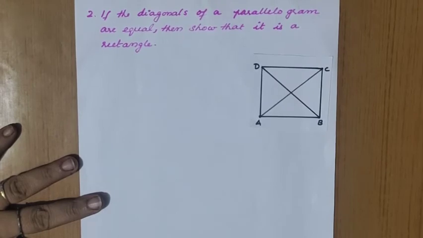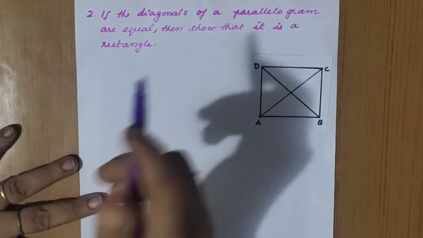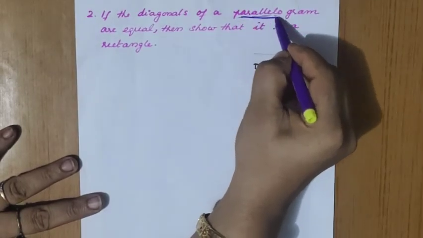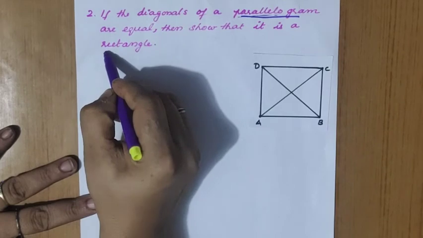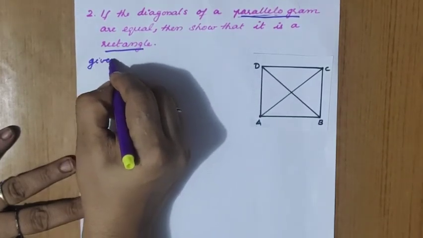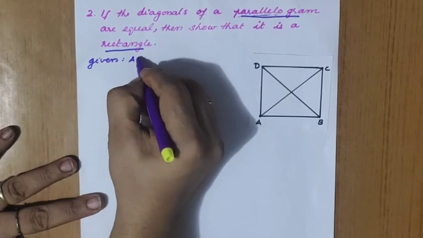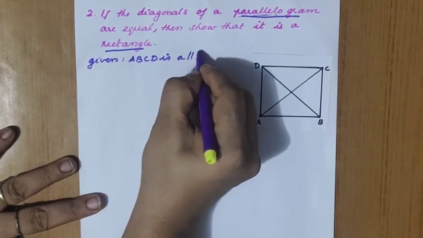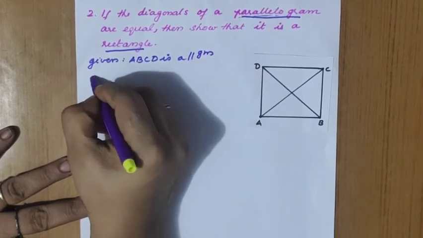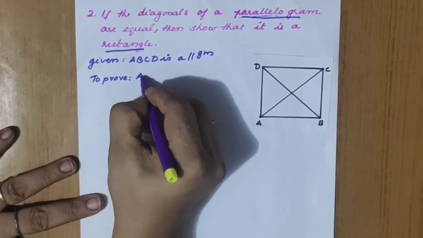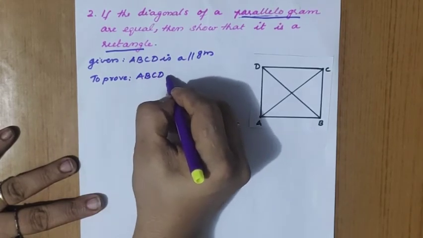Second question: if the diagonals of a parallelogram are equal, then show that it is a rectangle. So what is given? A parallelogram is given. What should be proved? It is a rectangle. So let us take that. Given: ABCD is a parallelogram. To prove: ABCD is a rectangle.